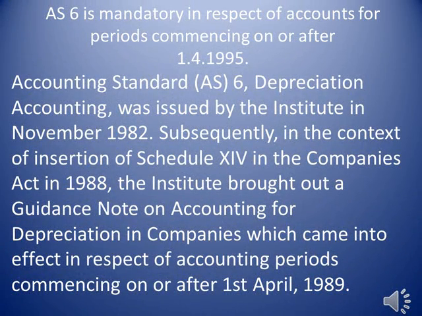AS 6 is mandatory in respect of accounts for periods commencing on or after April 1, 1995. Accounting Standard AS 6 Depreciation Accounting was issued by the Institute in November 1982. Subsequently, in the context of insertion of Schedule 14 in the Companies Act in 1988, the Institute brought out a guidance note on accounting for depreciation in companies which came into effect in respect of accounting periods commencing on or after 1 April 1989.